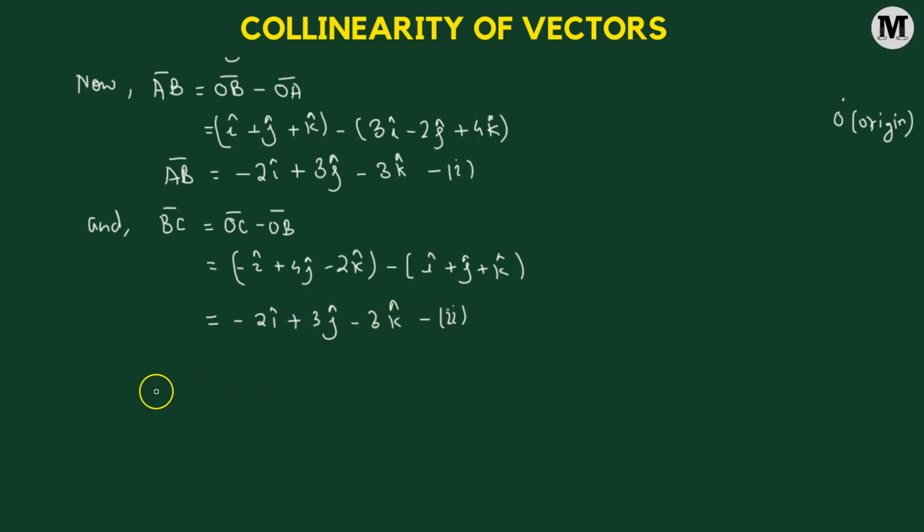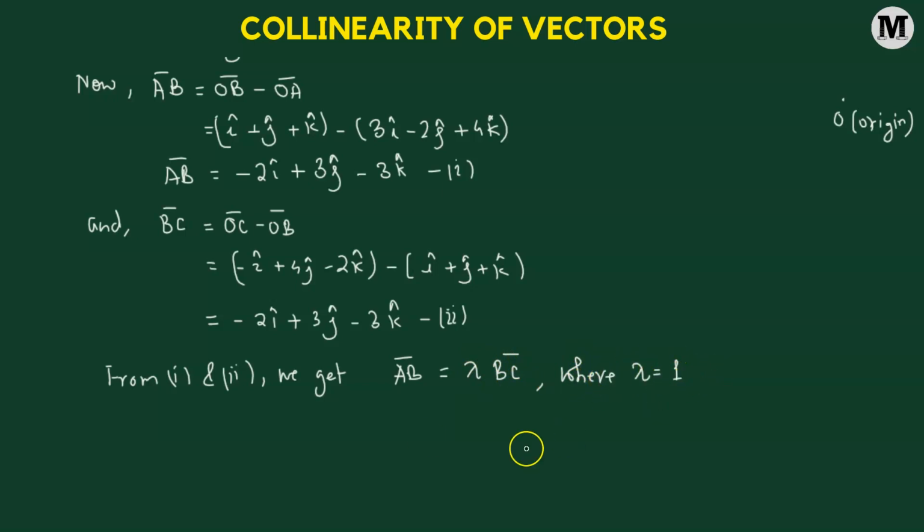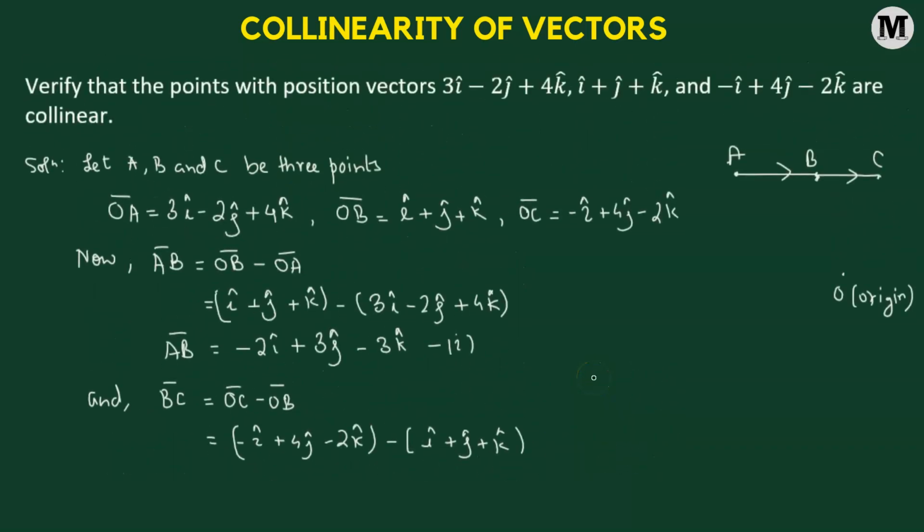Now from 1 and 2, we see that the vector AB is equal to lambda times the vector BC, where lambda is some scalar with a value equal to 1. Whenever this particular criterion is met, it tells us that A, B, and C are collinear. So we have successfully shown that the three points A, B, and C are indeed collinear.